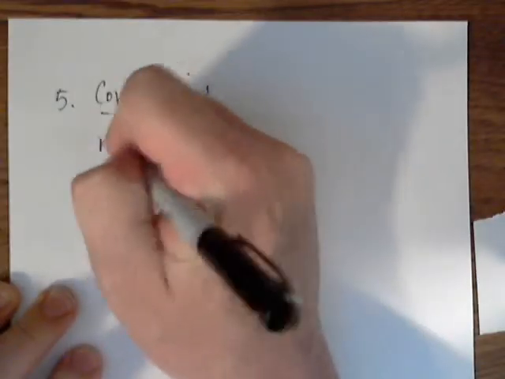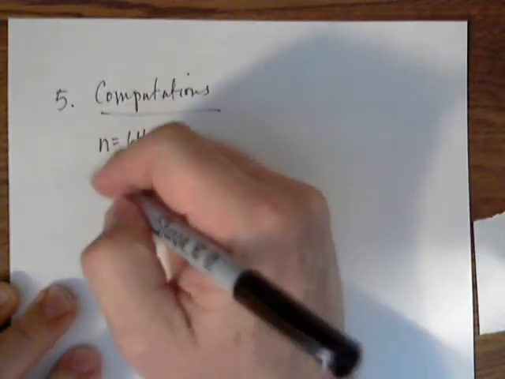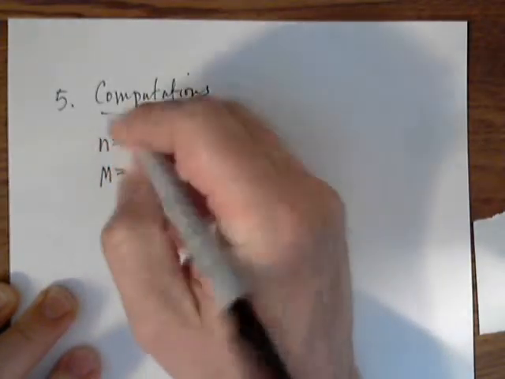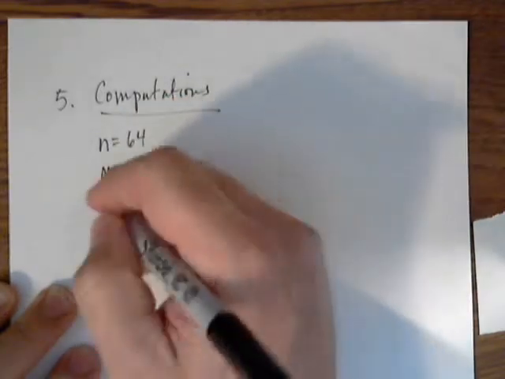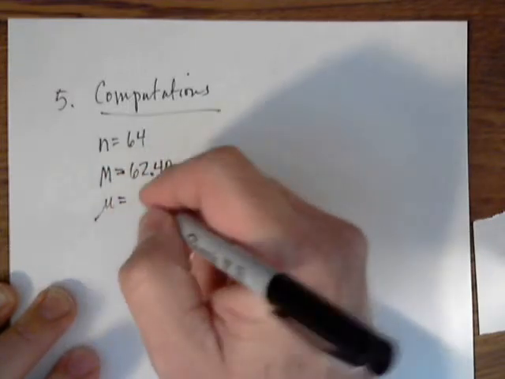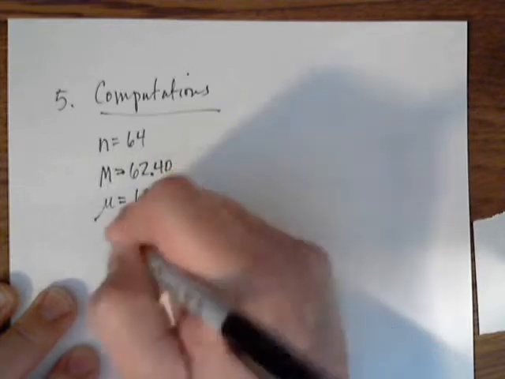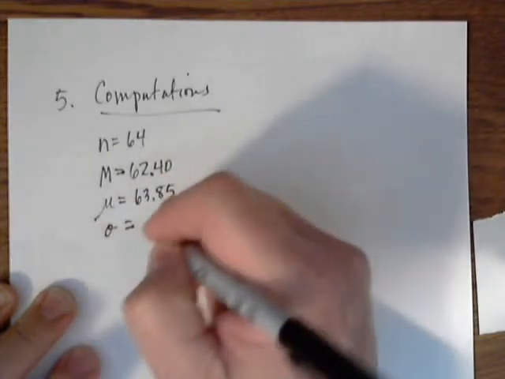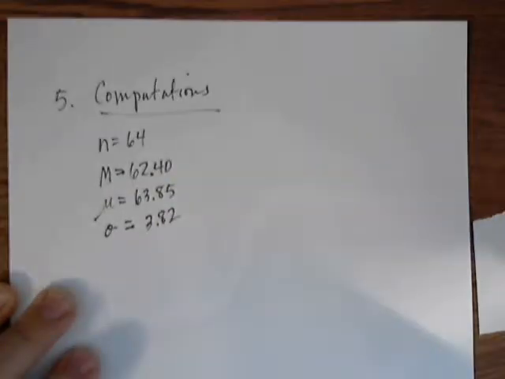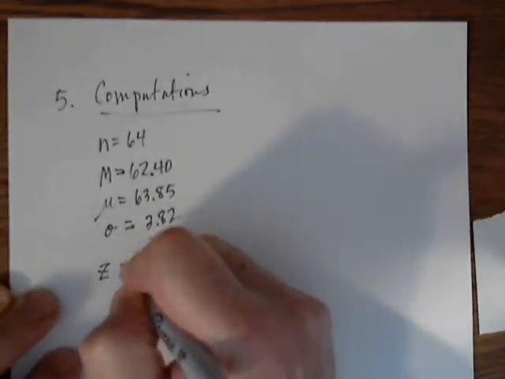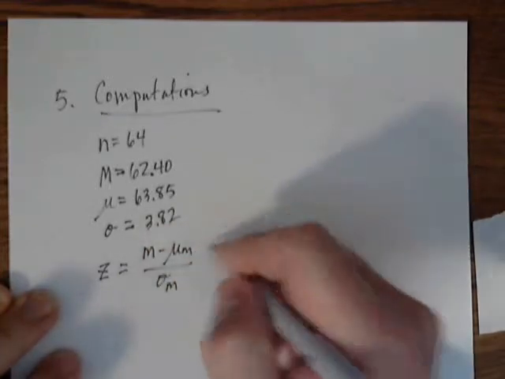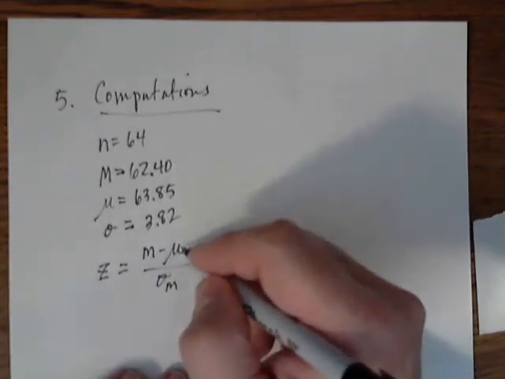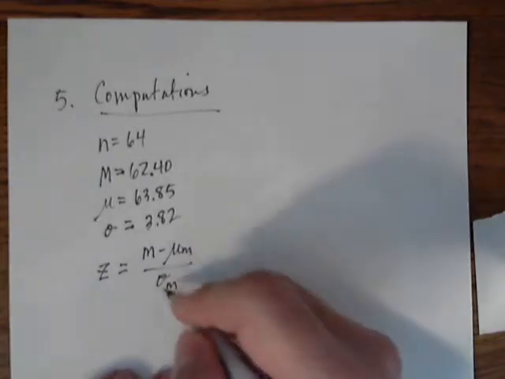What we know from the question is that we have an n of 64, the mean of that sample was 62.40 inches. We know that the population mean is equal to 63.85, and we know that the population standard deviation is 3.82. Okay. Our z statistic takes on the form z is equal to M minus mu sub M divided by sigma sub M. And we all know mu sub M is the population mean of the sampling distribution of sample means. And sigma sub M is the standard error of the mean, or the standard deviation of the sampling distribution of the sample mean.